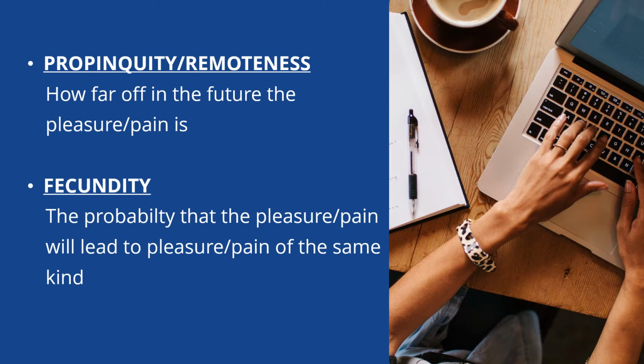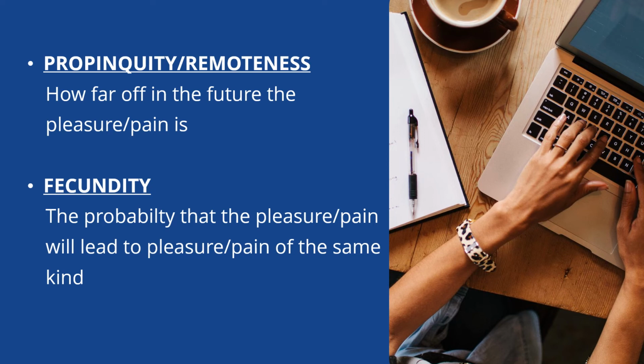Next is propinquity or remoteness. This is how far in the future the pleasure or pain is. Another way of understanding this is by asking yourself the question, if I do this, how long will it be till I can feel pleasure? Or how long will it be till I can feel the pain? Does it come the instant I'm finished with this act? Or will I have to wait longer in order for me to experience these sensations?